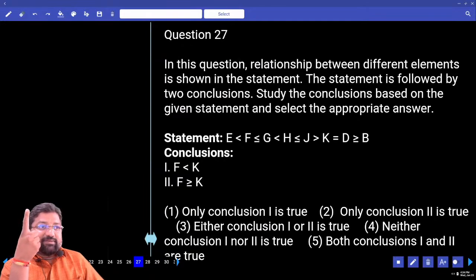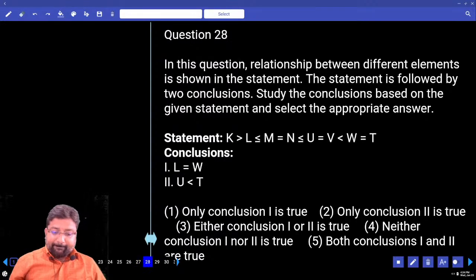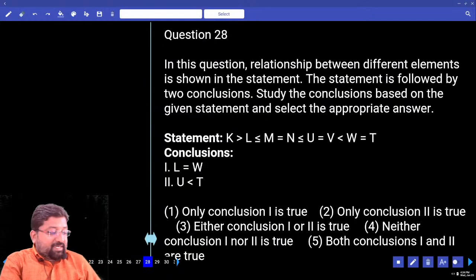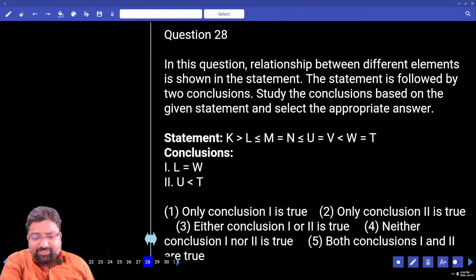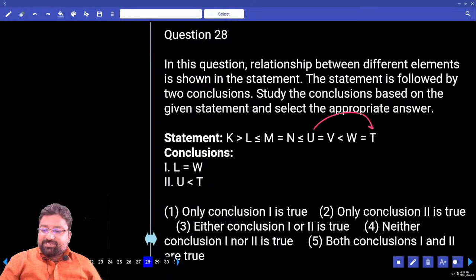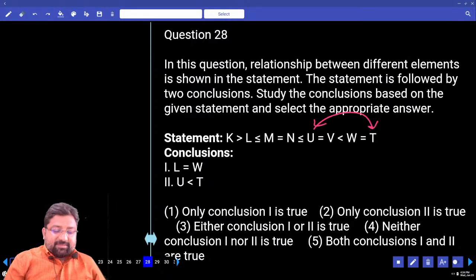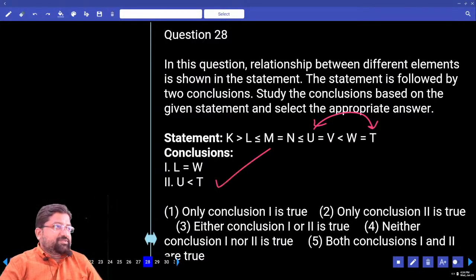You might remember. Next. L W U T. Come on, what is happening here? L equals to W, impossible. If you want equal to as your answer, there should be only equal to's in between. Right? Next, U less than T. Let us try to go from U to T. Between U and T I see only one symbol. What's the answer? Only 2.